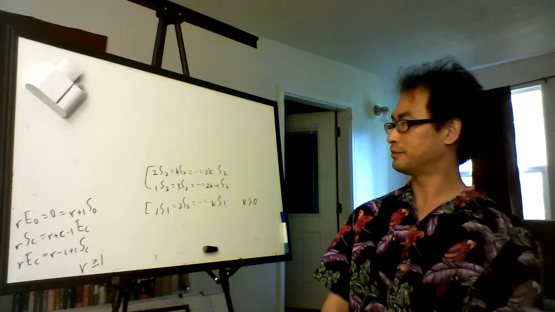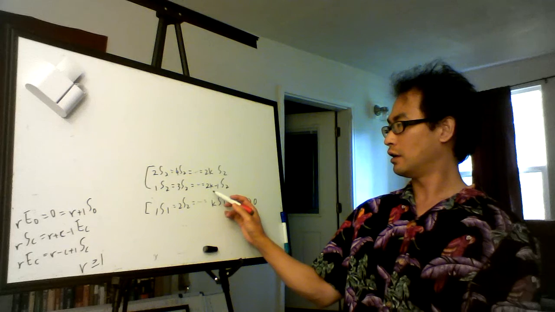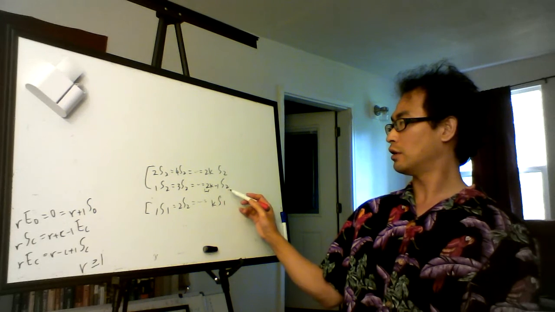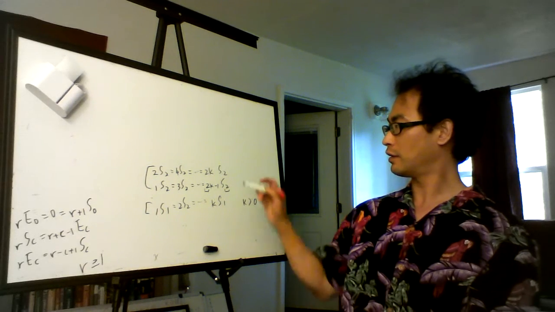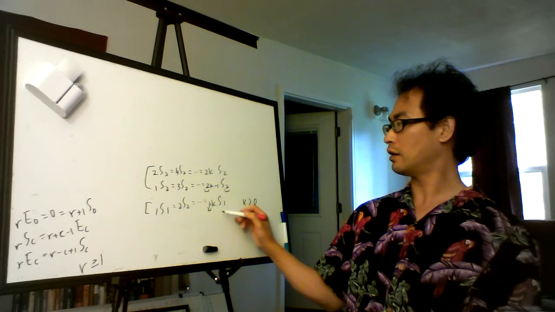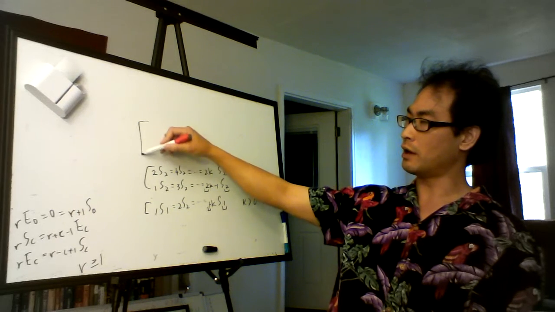So what we notice already is the coefficient for k corresponds to the column number. You have 1 times k, and we are doing the first column, third column.